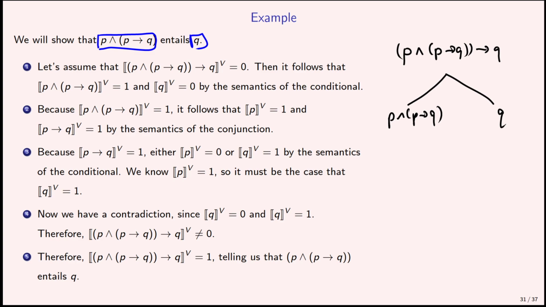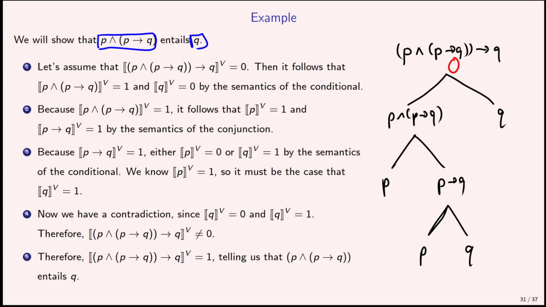I'm not going to draw the operators in the tree just because it makes it a little bit more crowded. This will split up into P and P arrow Q, and then P arrow Q splits up into P and Q. Okay, so if this is an entailment, this wff should be a tautology, which means every row should be true. So what we're going to do is we're going to assume it's false. So that's step one. Let's assume that is false.